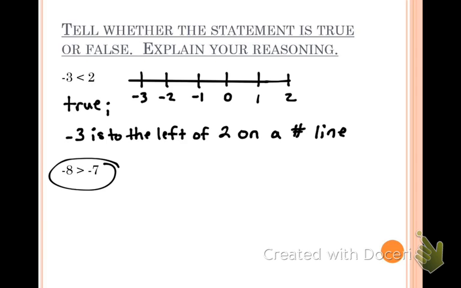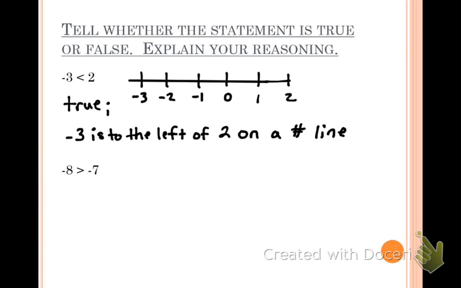Let's read the next one together. What does this say? -8 is greater than -7. Think about it like money. Remember, when you have negative numbers, sometimes it's easy to think of it with money. What would you rather have, -8 or -7? -7. I'd rather have -7 because I owe somebody 7 instead of 8. So is this statement true or false?